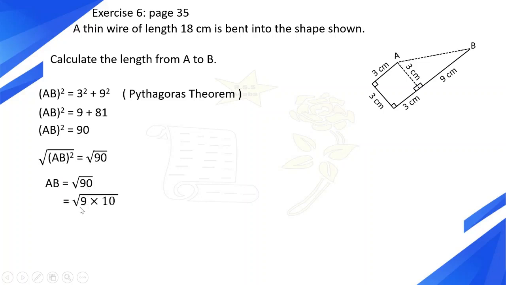90 equals 9 times 10. The square root of 9 equals 3. So AB equals 3 square root of 10 centimeters. This is the length of AB.